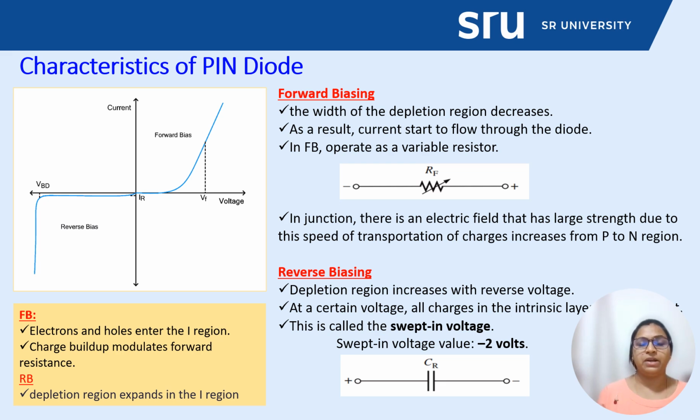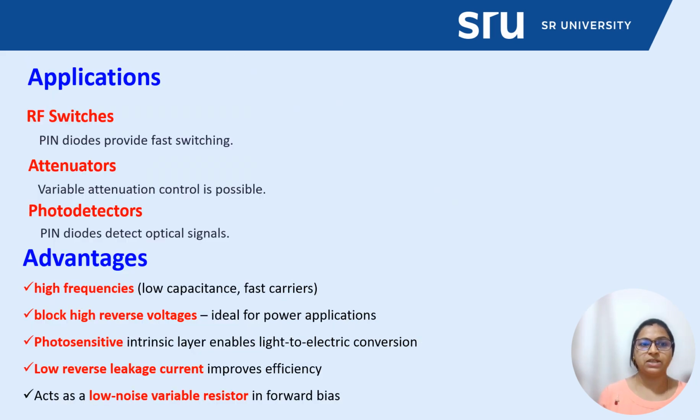Now let us look at its applications. Majorly it is used in RF switches. It is also used for variable attenuation control, and as a photodetector device. A photodetector is also one kind of optoelectronic device. It has various advantages.